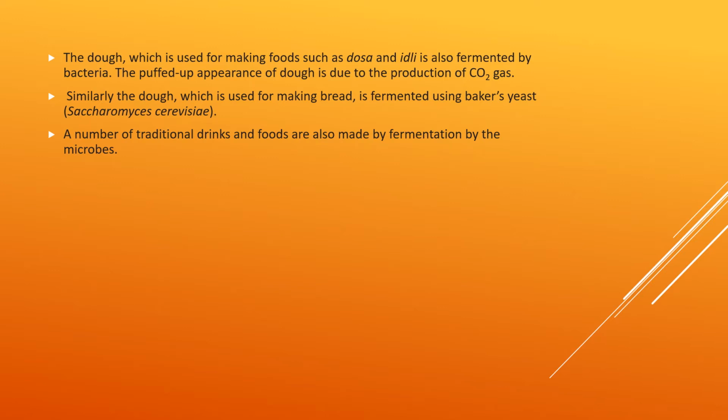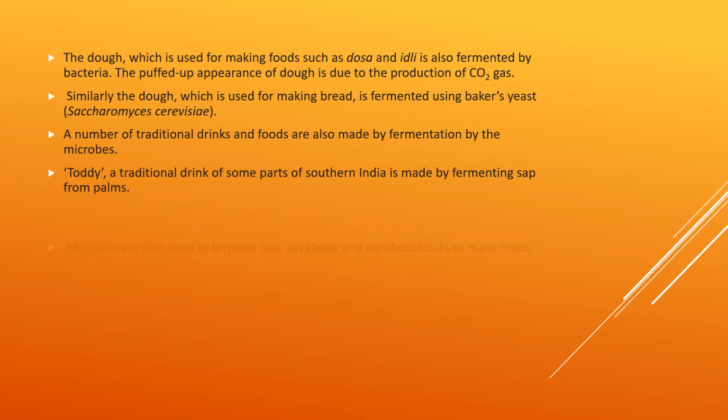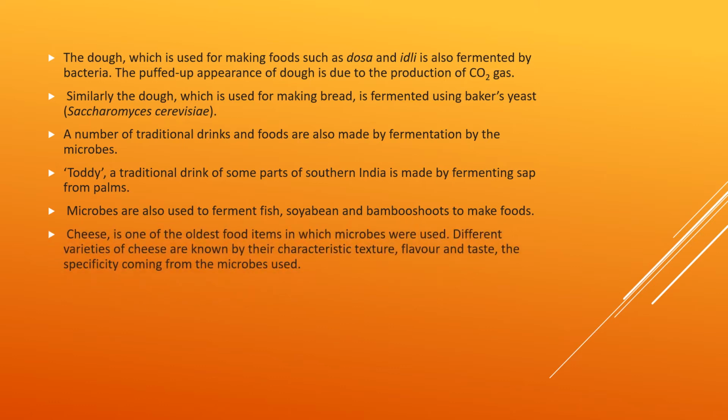A number of traditional drinks and foods are also made by fermentation by microbes. Toddy, a traditional drink of some parts of southern India, is made by fermenting sap from palms. Microbes are also used to ferment fish, soya bean, and bamboo shoots to make foods. Cheese is one of the oldest food items in which microbes were used.